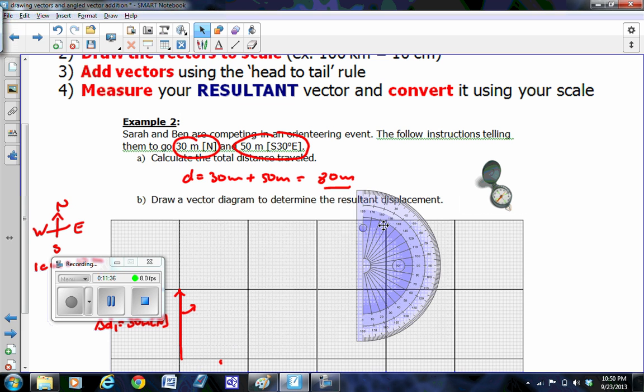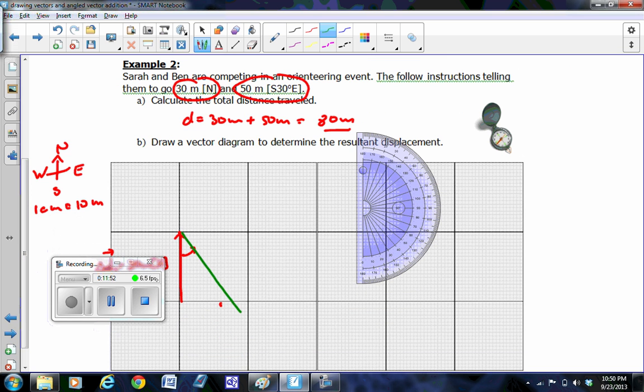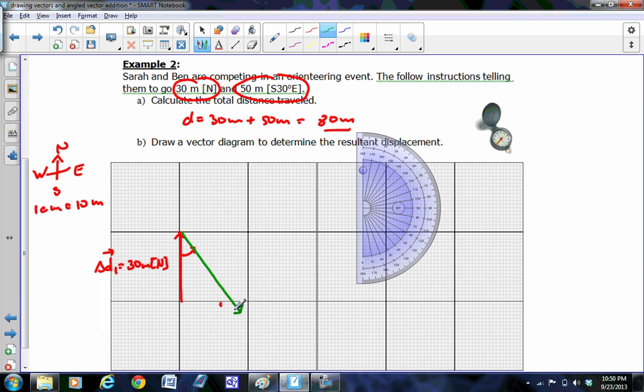Move this thing over. And now I'm going to draw a line that's 5 centimeters down this way. So here we go. This will be my next vector here. So 5 centimeters. There we go. So here's my vector, and this vector is my next one. So it's the second component of my trip. So I traveled 50 meters south, 30 degrees over to the east. There we go. Now, I want to know the overall vector.